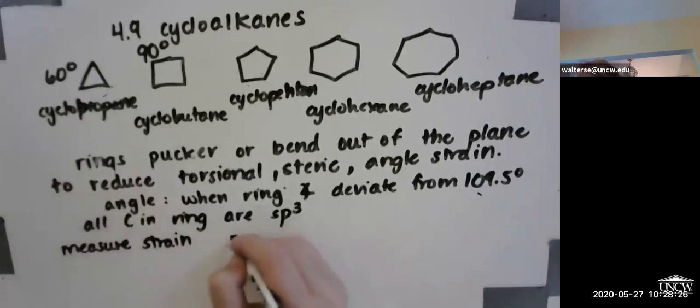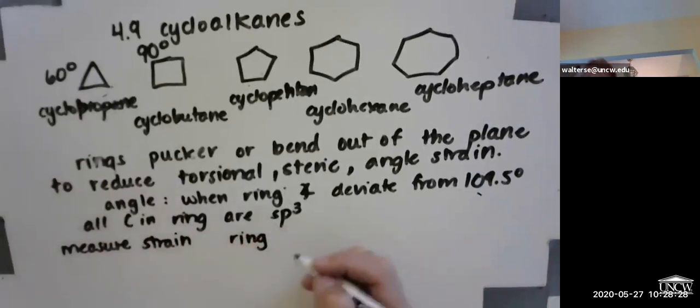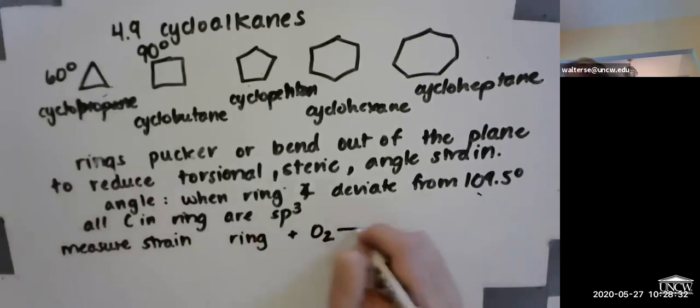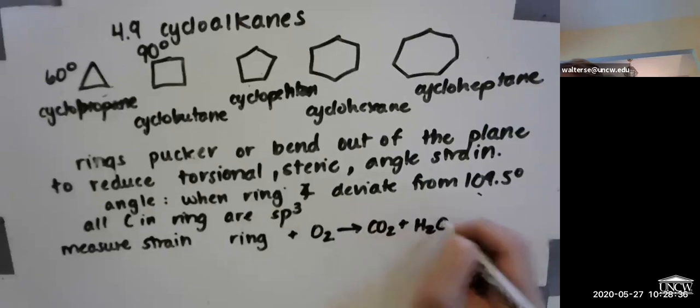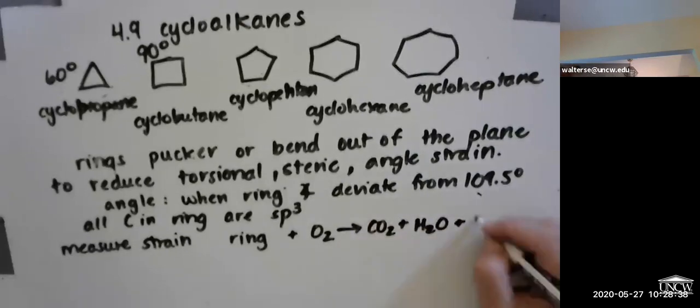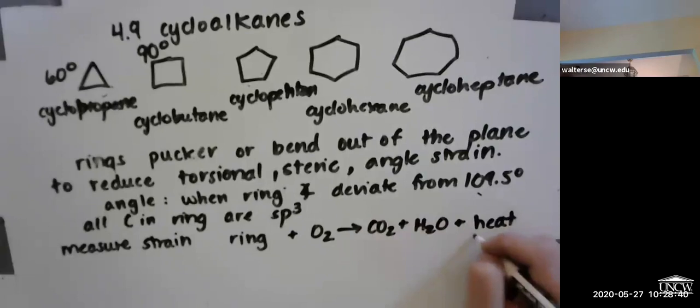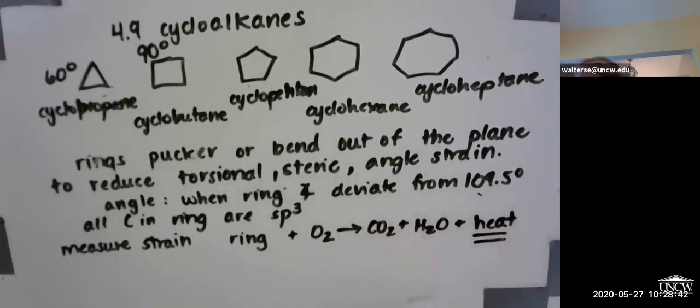Okay, how you measure the strain is that you take your ring, which is a hydrocarbon, and you burn it in oxygen, and you make carbon dioxide, water, and heat. And this heat is a measure of the strain.